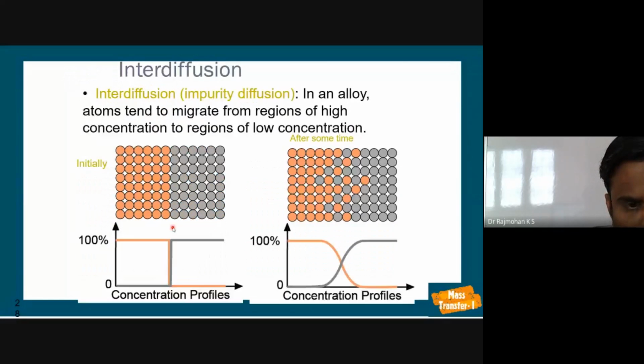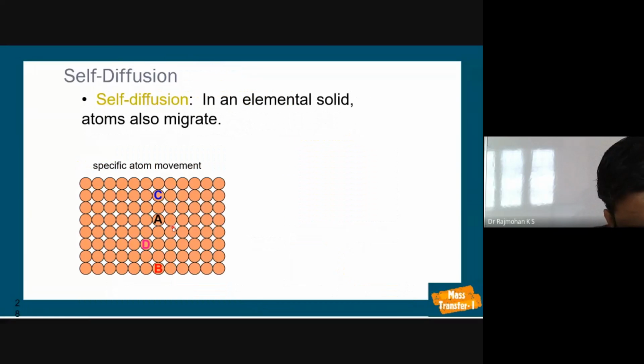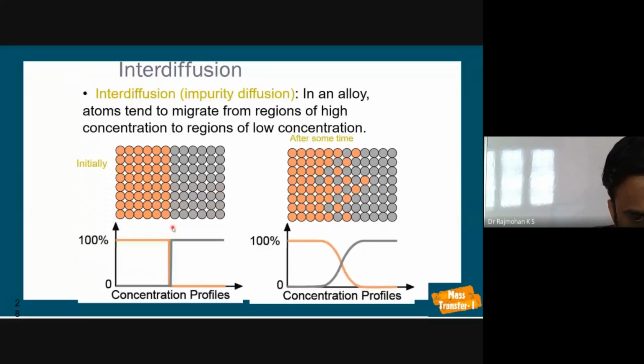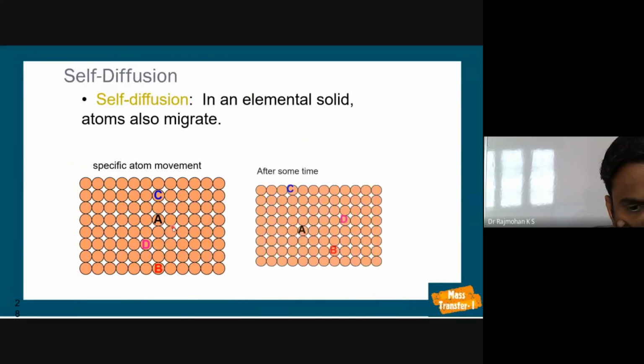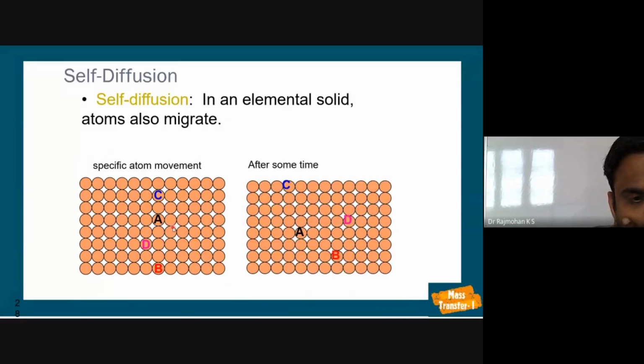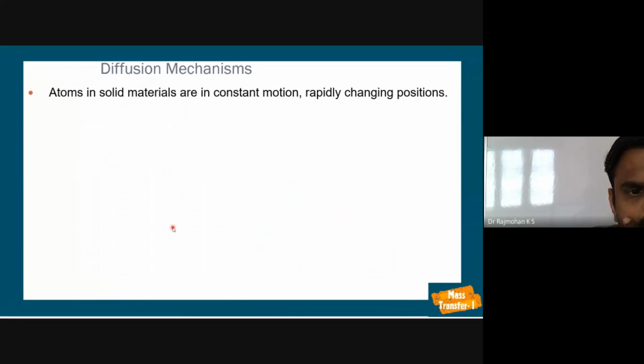Interdiffusion takes place if you have two metals, or in simple terms, two species. In an alloy, if there are two metal species, one species will move to the other species' location, provided they are of equal size. Self diffusion is within the same metal, where atoms keep on migrating. If you look at the diffusion mechanisms, the atoms in any solid material are in constant motion. They rapidly keep changing their positions.